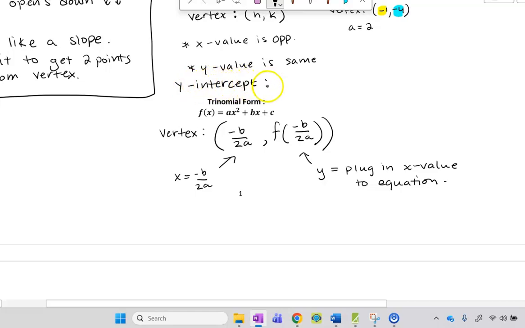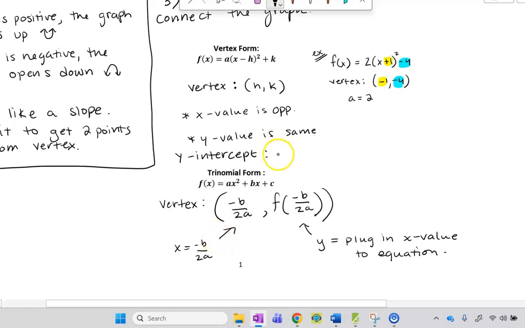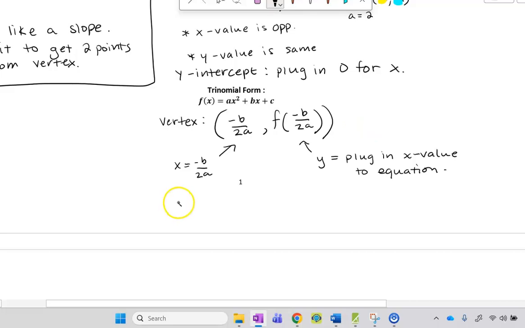And I'm headed back to vertex form here. We would have to plug in 0 for x. And if we have trinomial form, the y-intercept, we plug in 0 for x, but you're going to see that every single time it's going to be 0, c, because all the stuff with x's will cancel. So when you plug in a 0 to trinomial form, it's really easy. Your y-intercept is just this last number right there.